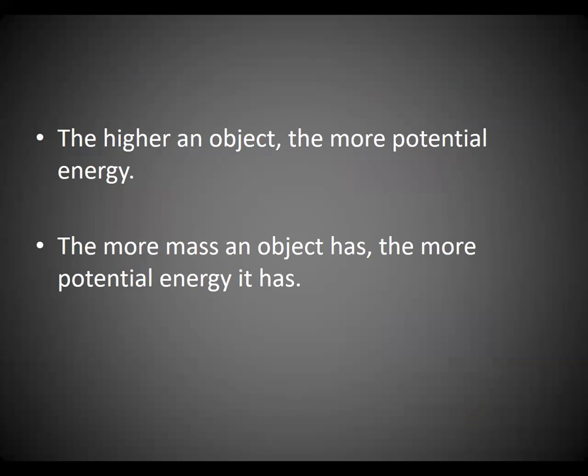So what are the two factors that affect how much potential energy an object has? Well, there's two main things. The higher an object is, the more potential energy it has. Also, the more mass an object has, the more potential energy it has. So what does that mean? Well, and here we go with the bad penmanship, I'm just going to draw a circle. All right, let's say I had a ball here on the ground. There's our ball one.